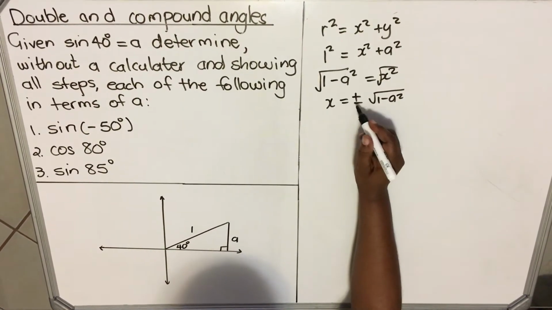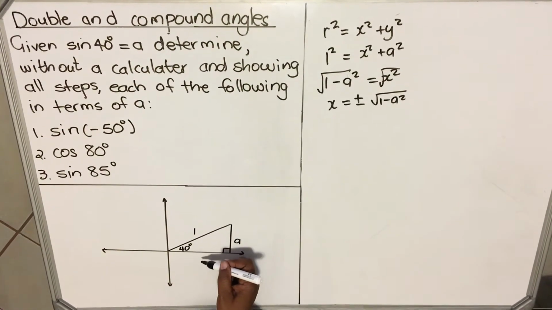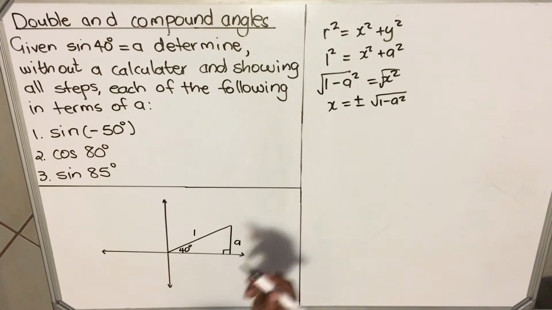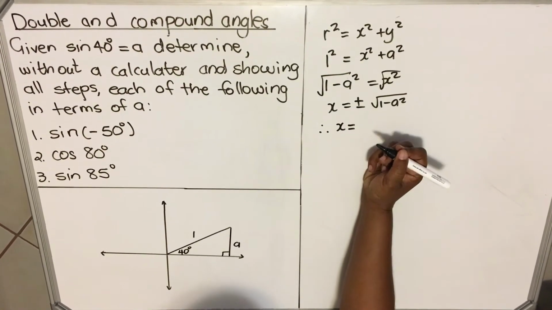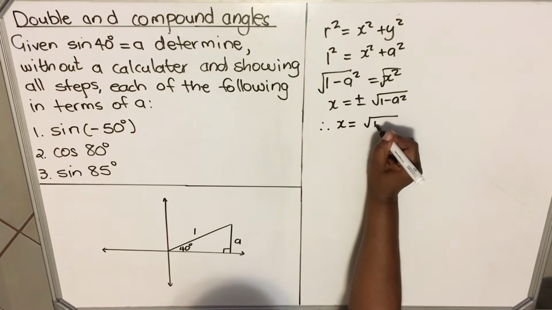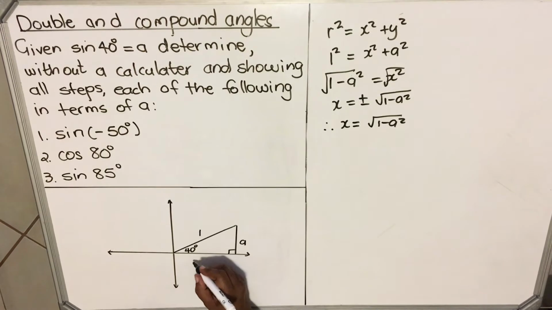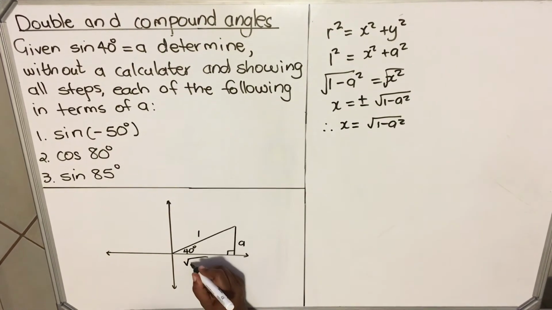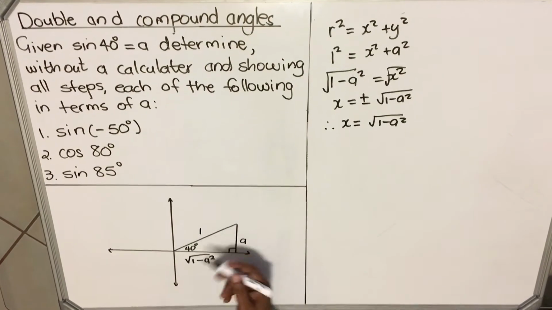So you look at the quadrant where you are. Here we are in the first quadrant. How is x in the first quadrant? X is positive. Therefore, our x is equal to positive square root of 1 minus A squared. You take that value and put it in your diagram. X is the square root of 1 minus A squared. Then you're going to answer your question using the diagram.